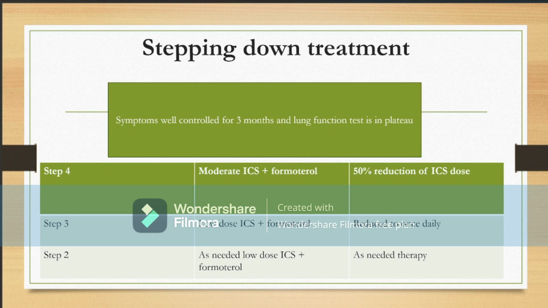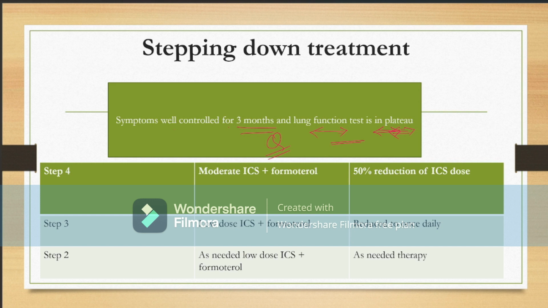Now, what do you mean by stepping down of treatment? Stepping down means if the child is on stage 4, then we step down to stage 3. If the child is in stage 3, then step down to stage 2. If the child is in stage 2, then step down to step 1, and so on. So after symptoms are well controlled for the next 3 months, we do a lung function test, and if the FEV1 and FVC reports are in a plateau phase, that means it is similar to before 3 months, then we step down the treatment.